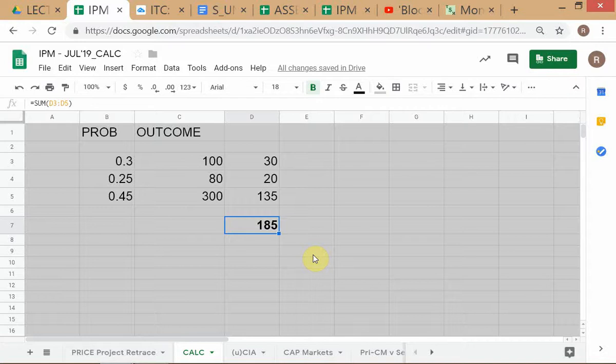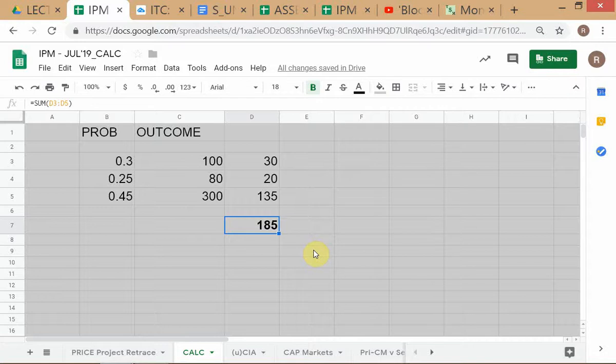So if there's any kind of future event where there are certain probabilities associated with certain types of outcomes, this is how you get the expected value. This is a very basic concept in finance, and if you think about it, can you see that it's exactly like a weighted average? It's actually not anything new.